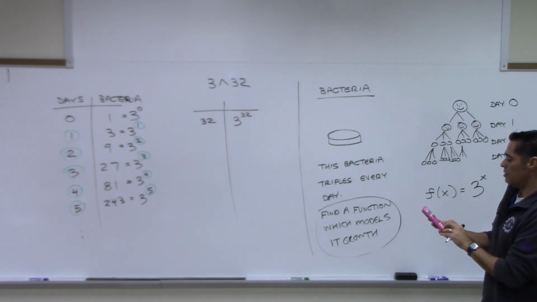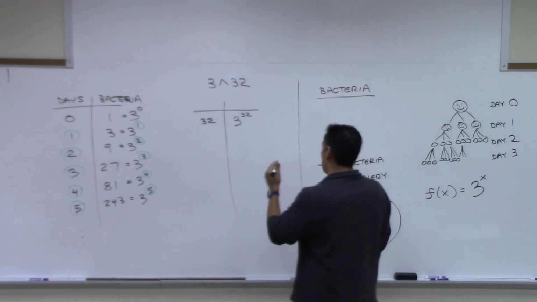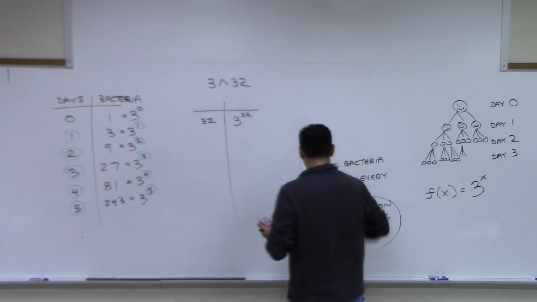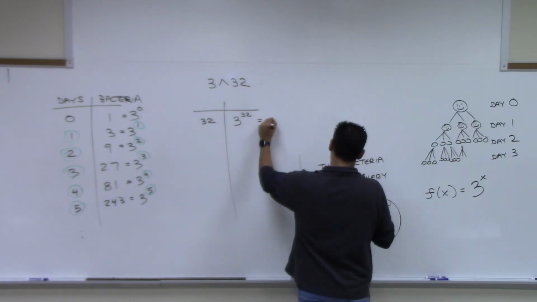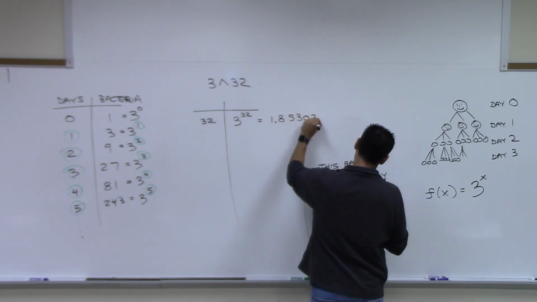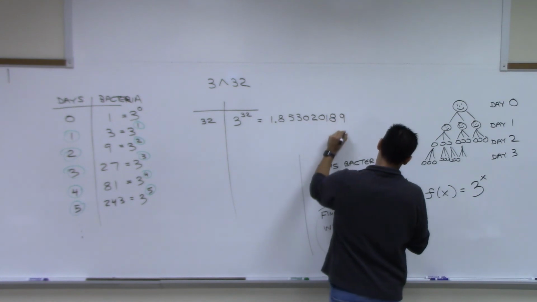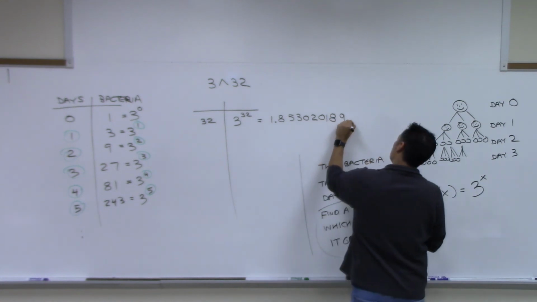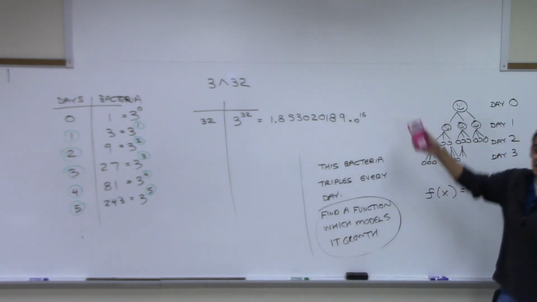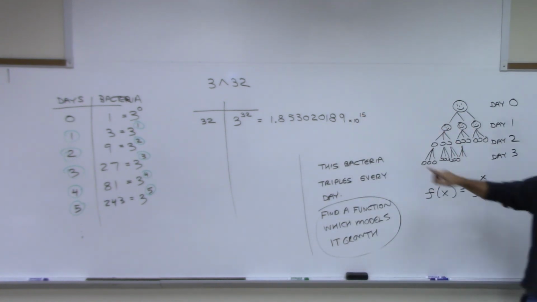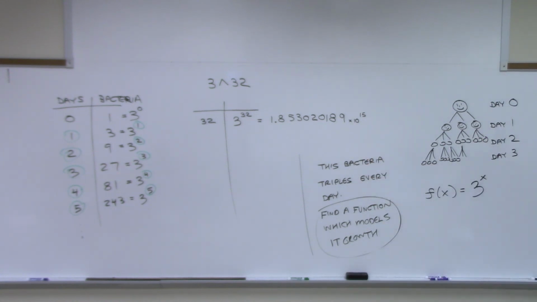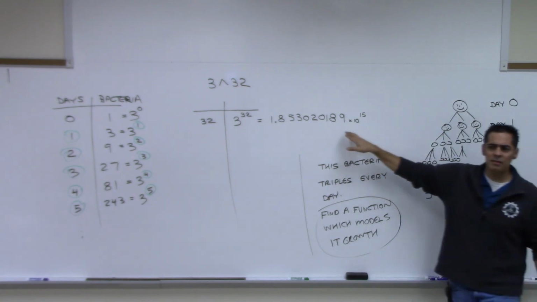I'm going to do this and see what happens. Oh my gosh. This is what my calculator says. I'm going to not have enough room here. It says 1.853020189, and then it says times 10 down there, and then it says 15. That's what my calculator says. Yours might say something like EE15. What is yours? Yeah, same thing. Anyone got something different than this?